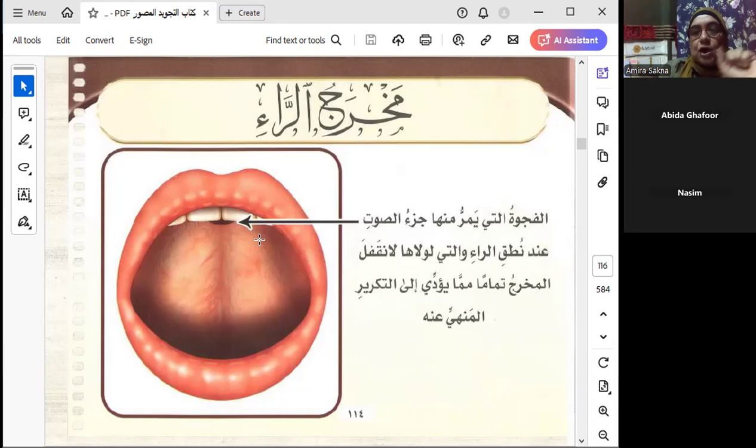Second mistake: you close the middle part of the tip. In such a case, the whole tip makes full contact with the alveolar ridge. The ra will trill too much: ar, ar, ar. This is not the Arabic ra.